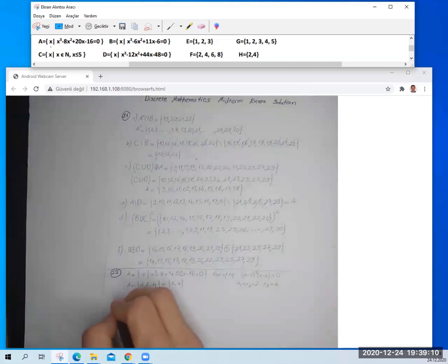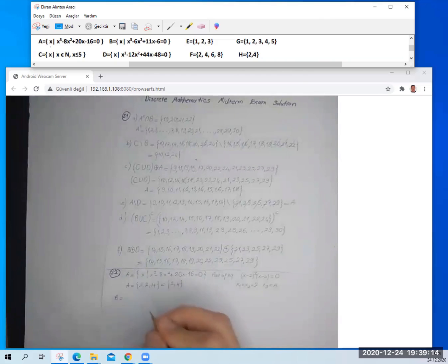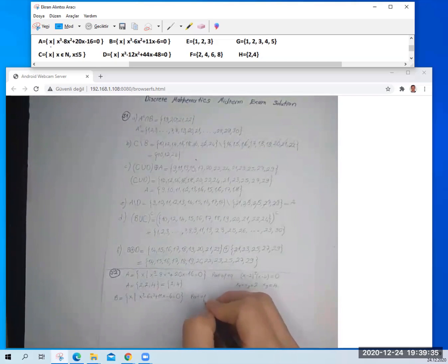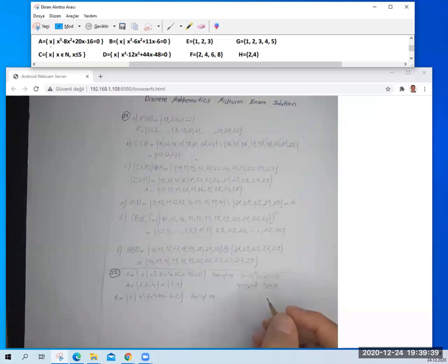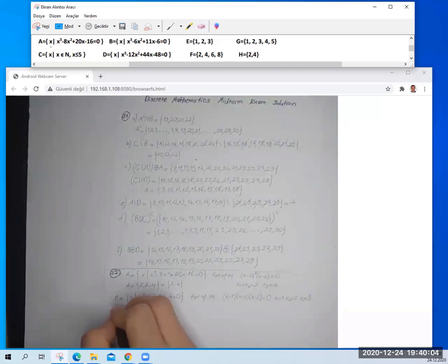And B, we have set B. Again, same procedure. There is the x to the power 3 minus 6 times x squared plus 11 times x minus 6 is equal 0. So again, root of equation. In that system, there is the x minus 1 times x minus 2 times x minus 3. So this is equal 0. So it means we have x1 is equal 1, x2 is equal 2, x3 is equal 3. So B has the members 1, 2, and 3.